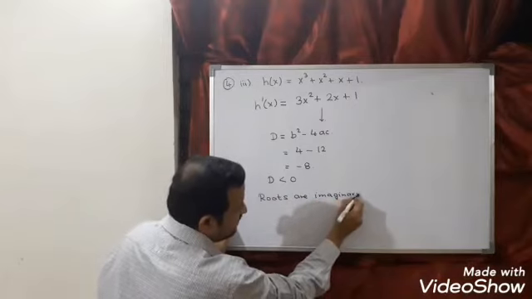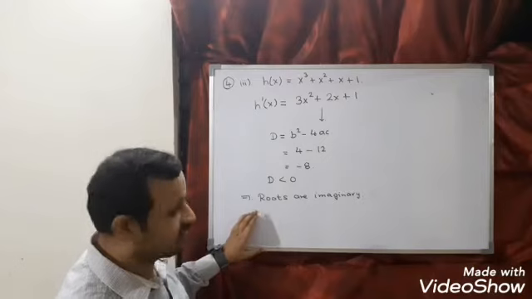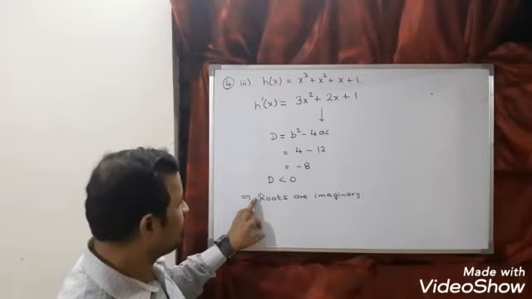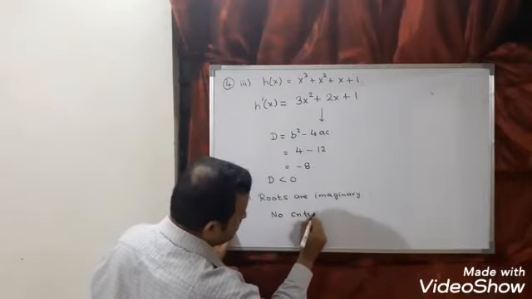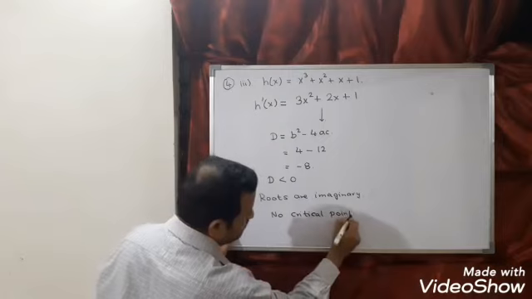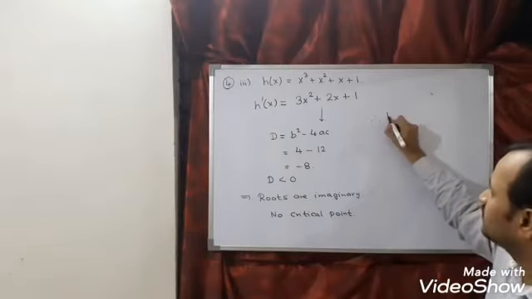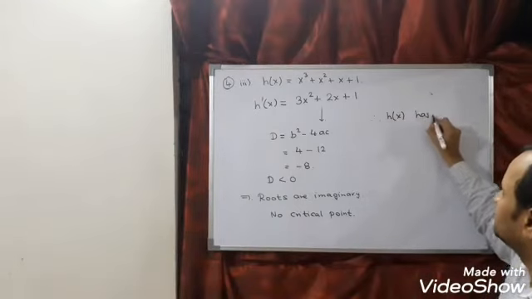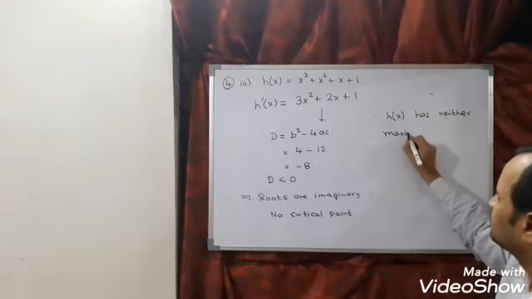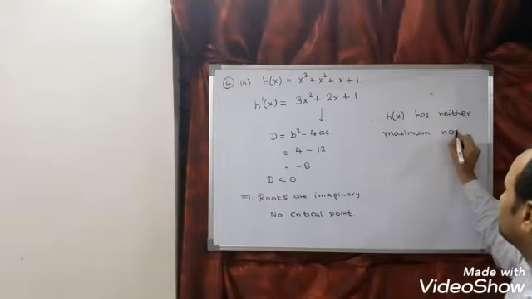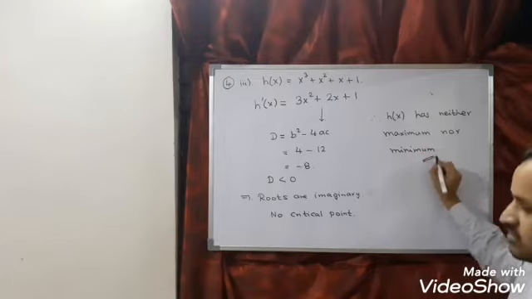Since we are not getting real roots, we cannot find the maximum and minimum. Since roots are imaginary, here I can say there is no critical point. No critical point. Right? So from this I can say, therefore, h of x has neither maximum nor minimum. I think the solution is clear.